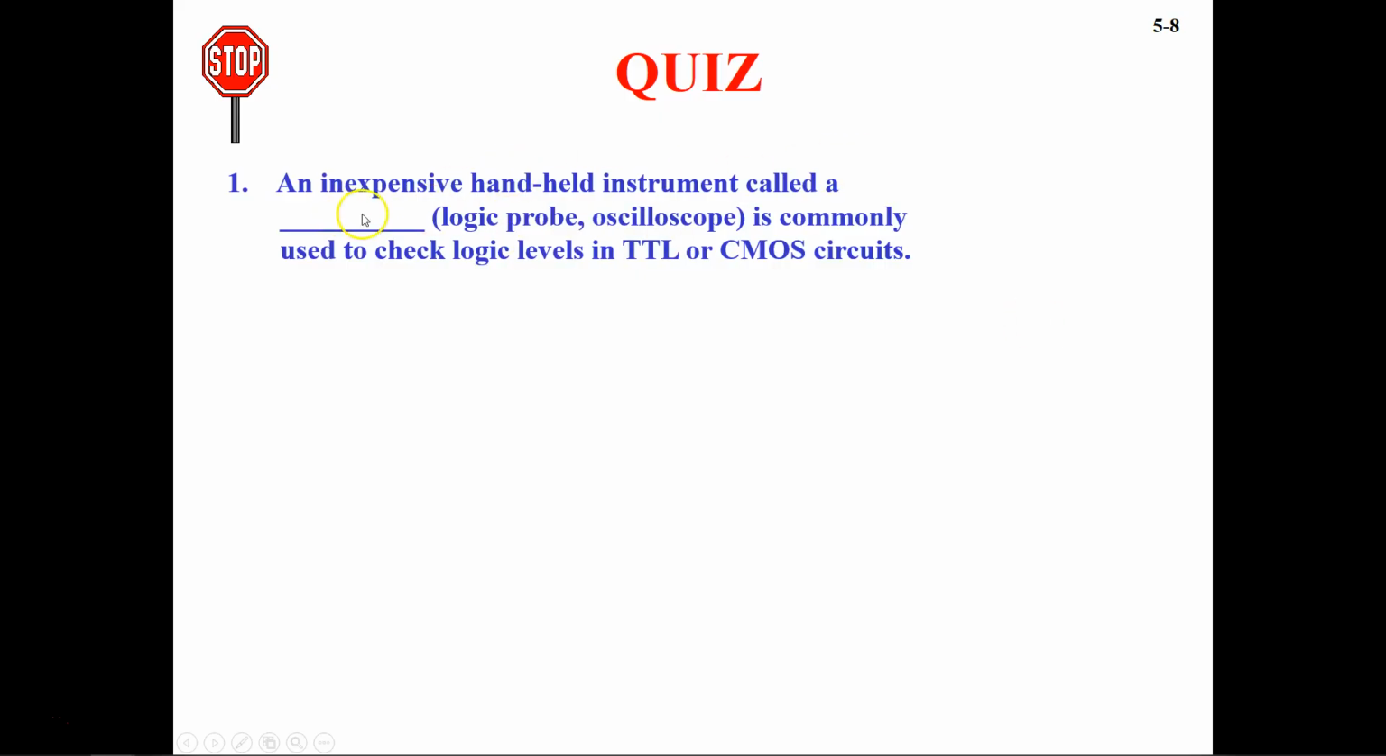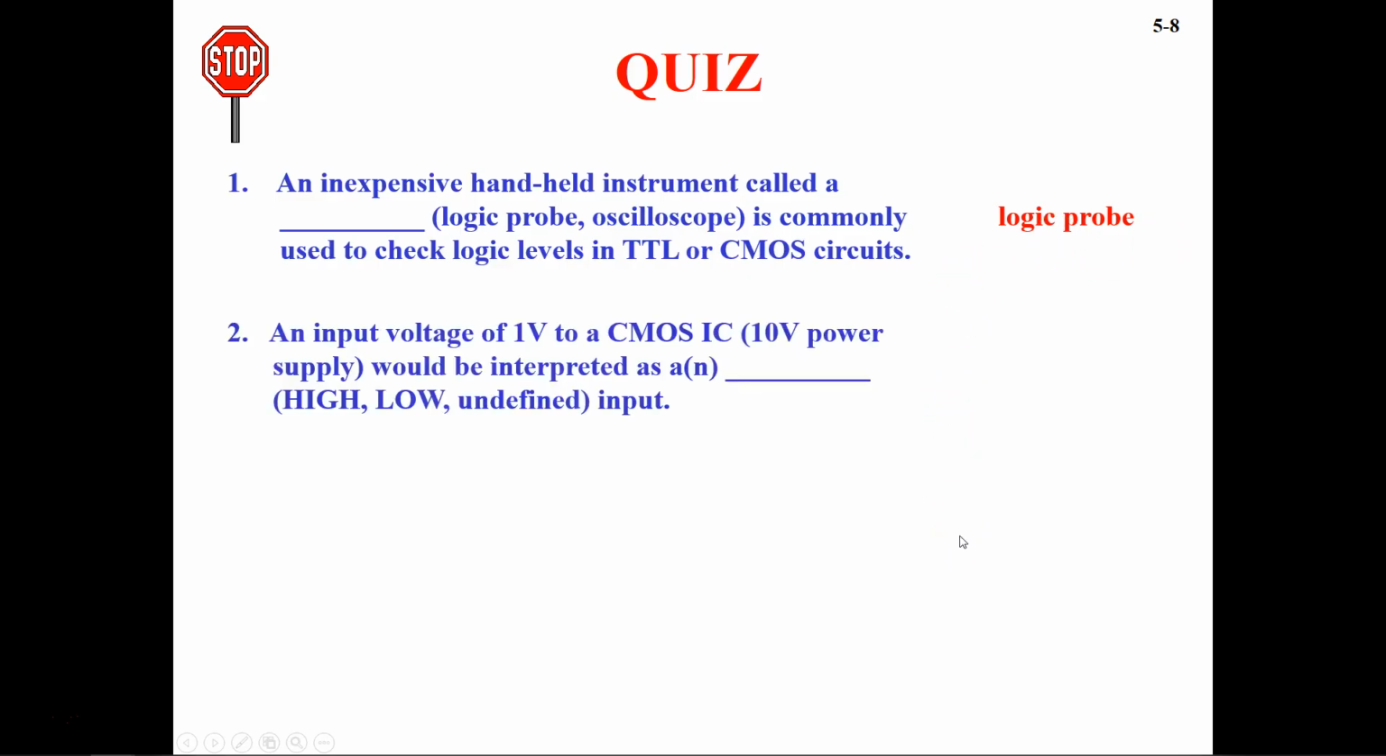Here we have a question which says an inexpensive handheld instrument called a logic probe or oscillator is commonly used to check logic levels in TTL or CMOS circuits. So what's going to be the answer in that case? Obviously it's going to be logic probe, because it is very handy, handheld. However, these days oscilloscopes have also come which are handy in nature, but for this particular application we use a logic probe.